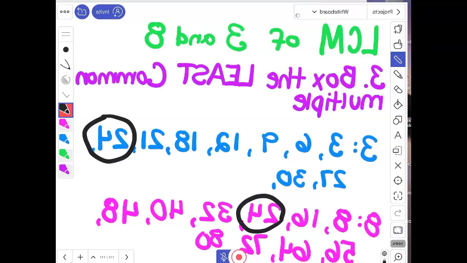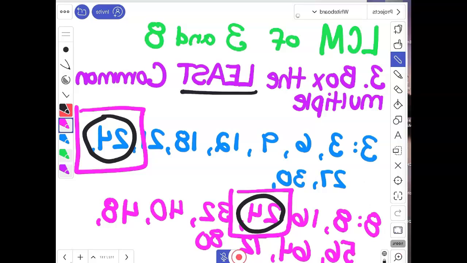Step 4 is box the least of the common denominators. We know the least. It's the only one we've got right now. So the LCM of 3 and 8 is 24. Piece of cake. All I did was list, circle, and box. So let's practice a couple together.